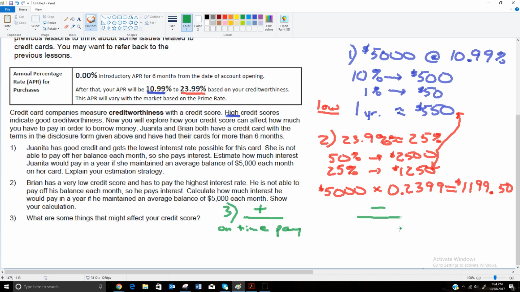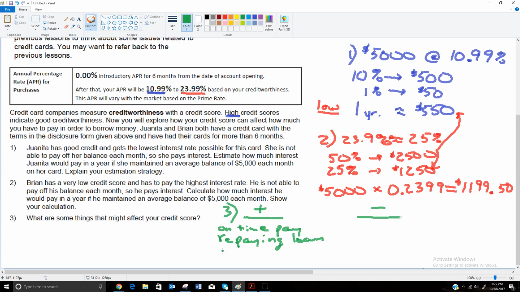And if you don't make on-time payments, then that could affect you negatively. Something else that can, of course, positively affect it is repaying a loan. So if you take out a car loan or something like that, not only being on time with the payments, but being complete with the loan, like completely repaying that loan.